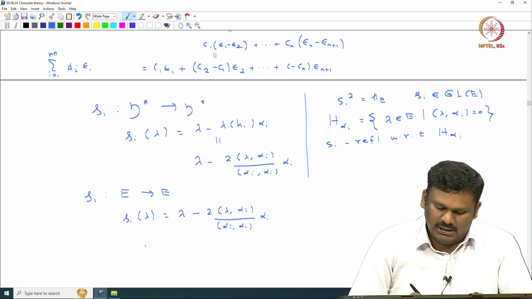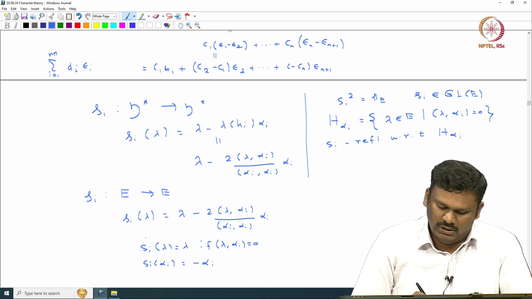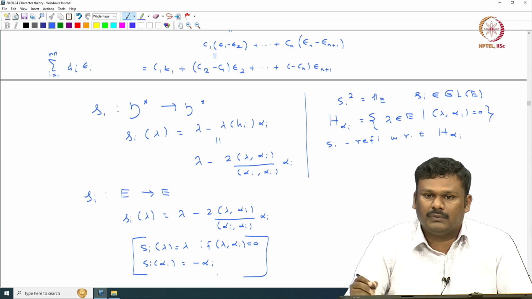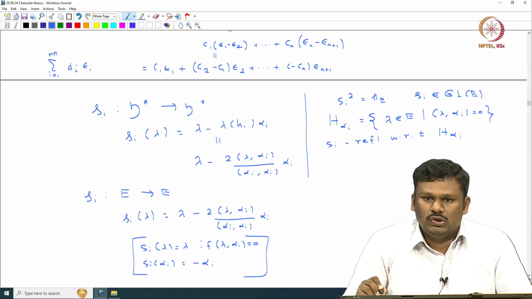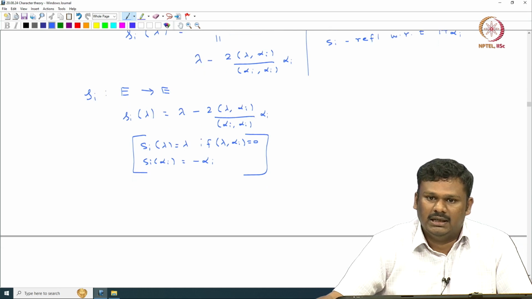Okay. So, S_i of lambda is lambda if (lambda, alpha_i) is 0, that is clear, and S_i of alpha_i is going to be minus alpha_i. So, this is what defines the reflection. And in the usual action of S_{n+1}, this reflection is indeed identified with the transposition (i, i+1).